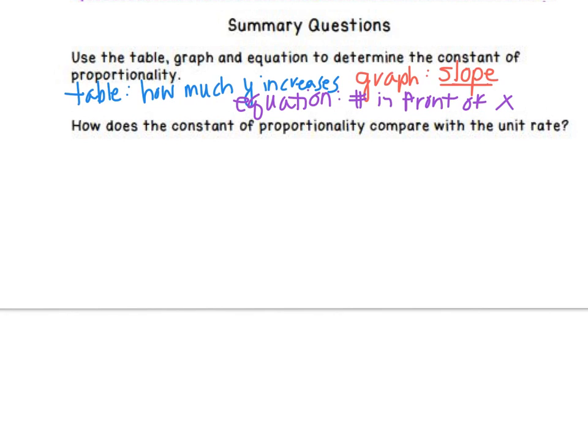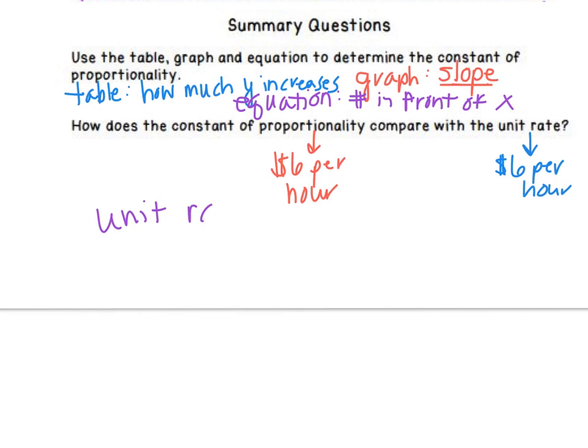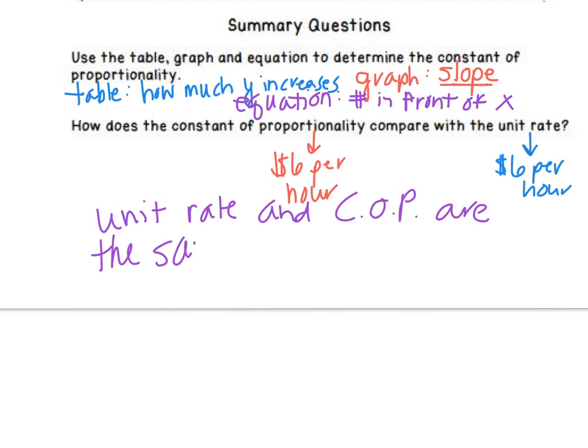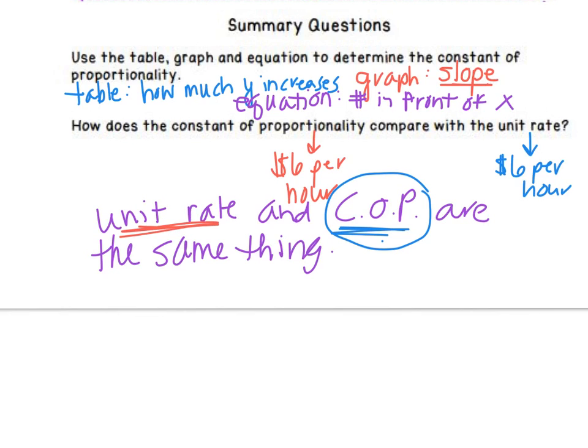And so we saw that the unit rate was $6 per hour. The constant of proportionality was also $6 per hour. So really, the unit rate and constant of proportionality are the same thing. So maybe you can think of unit rate as being the old name for constant of proportionality. We're going to be using constant of proportionality in this unit.